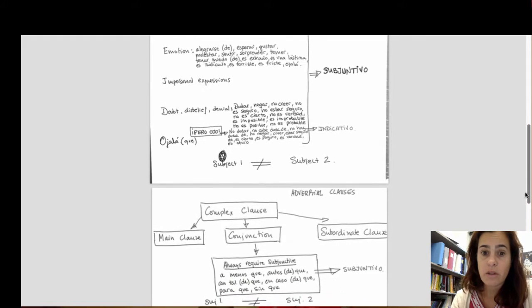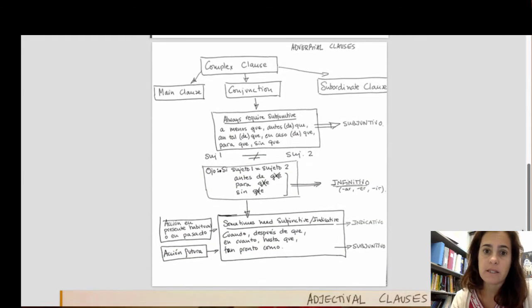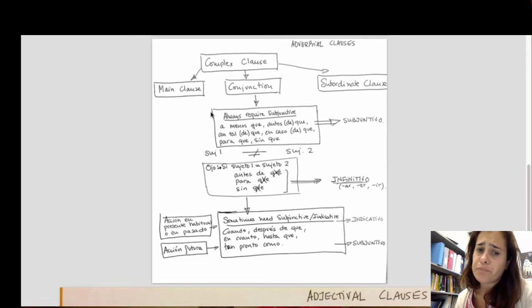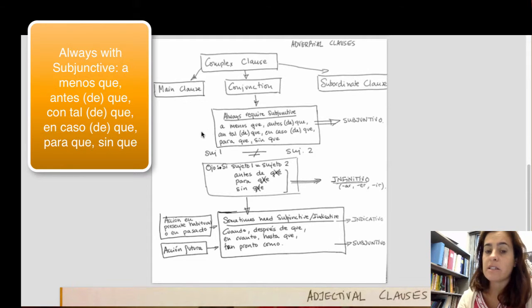The next case we saw was the adverbial clauses. The adverbial clauses also have this structure, right? We had a complex clause, a main part of the clause, a nexus or a conjunction, and then the subordinate clause. And we saw that there were certain adverbs that always resulted in the use of a subjunctive in the subordinate clause. And these are a menos que, antes de que, con tal de que, en caso de que, para que y sin que. Y por supuesto, always subject number 1 different than subject number 2.